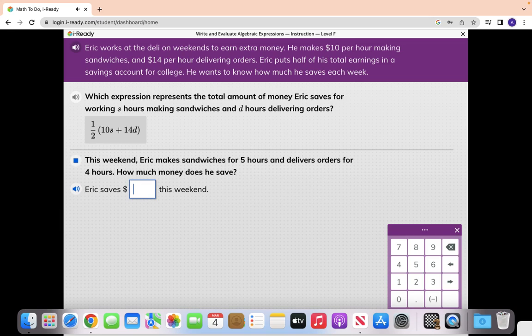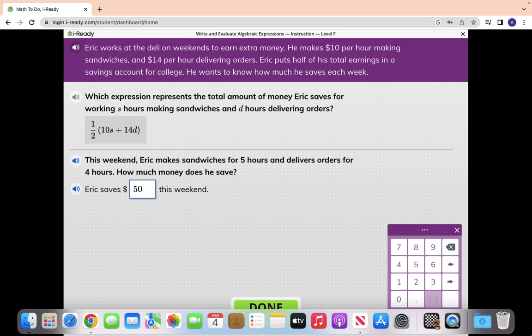This weekend, Eric makes sandwiches for 5 hours and delivers orders for 4 hours. How much money does he save? Okay, so Eric makes sandwiches for 5 hours, so 50, and delivers orders for 4 hours. I'm just going to write 50 here.